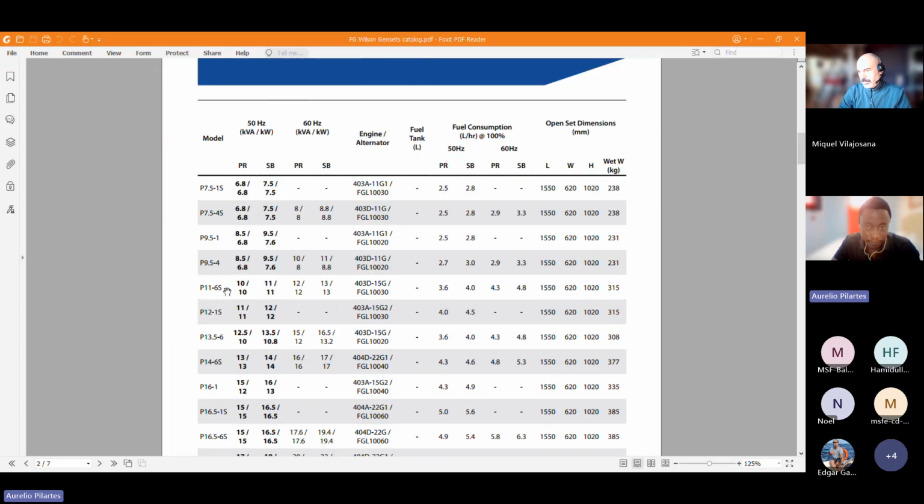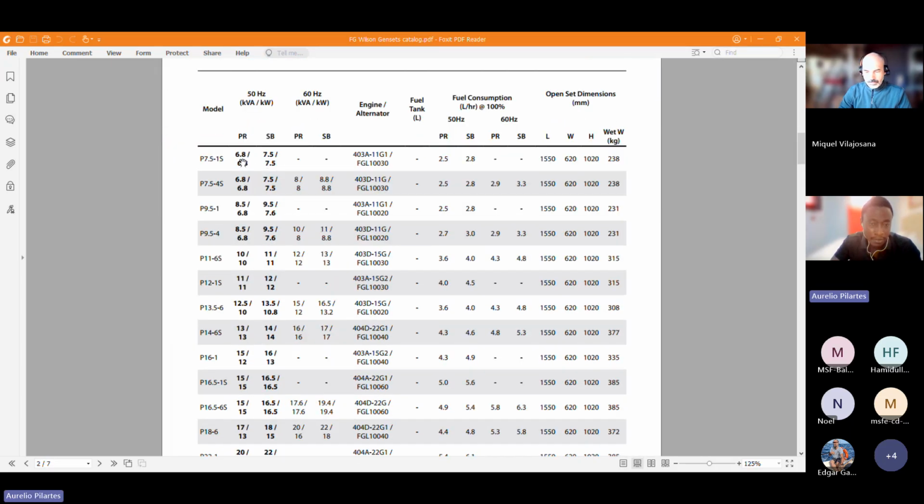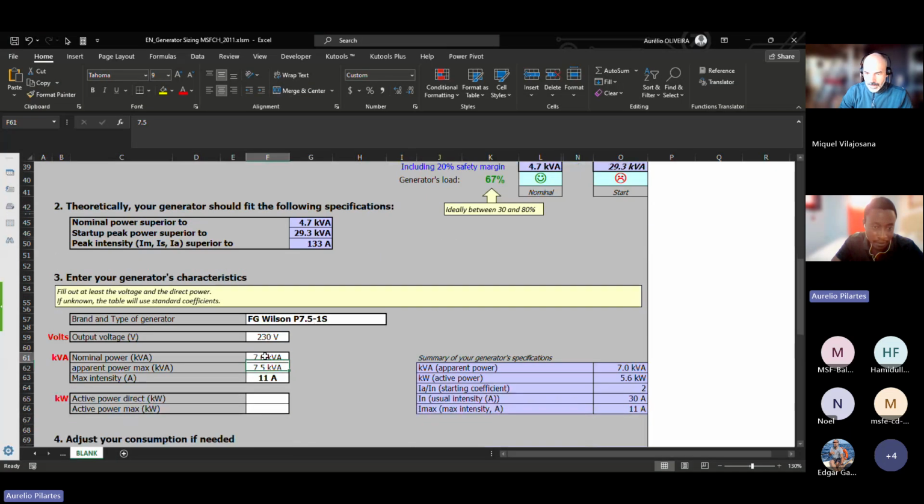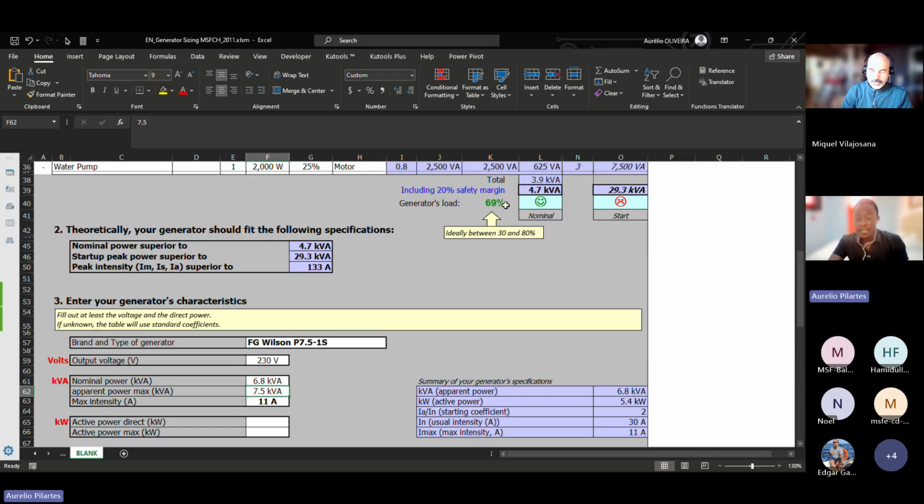So here, the first one is 6.8, the prime power. With this 6.8 prime power here, if we fill in 6.8, we are near 70%. And this is a very good spot to choose your generator. Here you have a very good power. You are loading your generator in a very smooth way. Your generator will run smoothly. So this is a good spot to choose your generator.